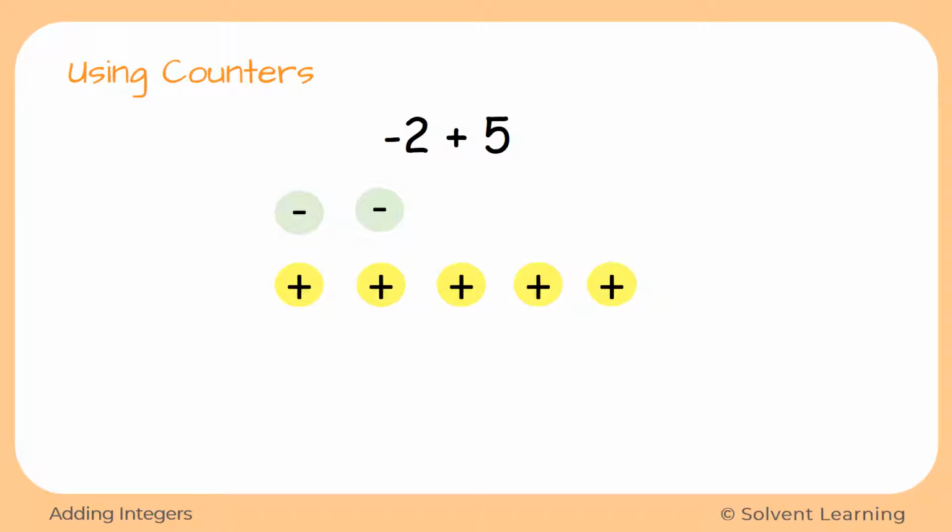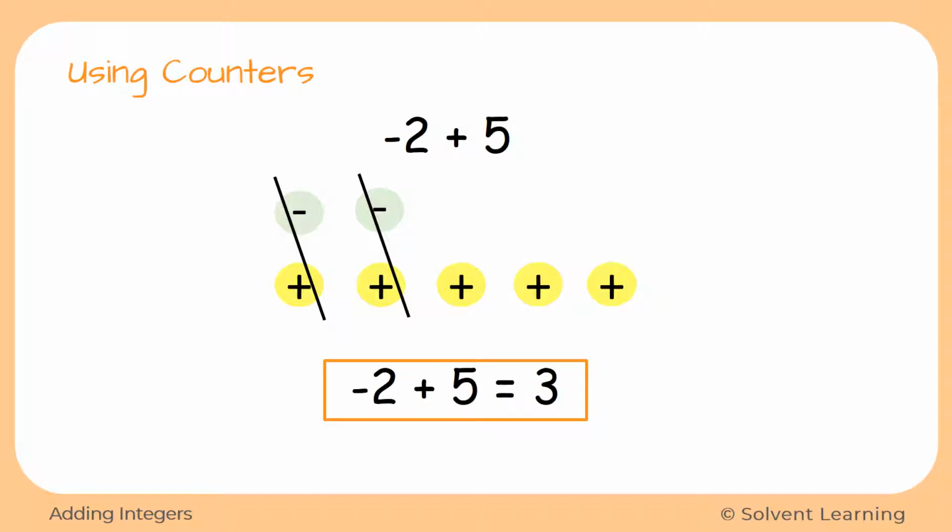Now each positive counter will cancel out one of the negative counters. So this positive will cancel out that negative, and this positive can cancel out the other negative. So now we just take a look and see what's left, what did not get canceled out. And we can see that we're left with 3 positive counters. And that's what our answer is, +3. So -2 plus 5 equals +3.